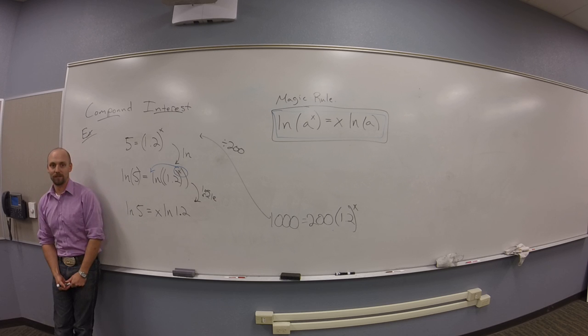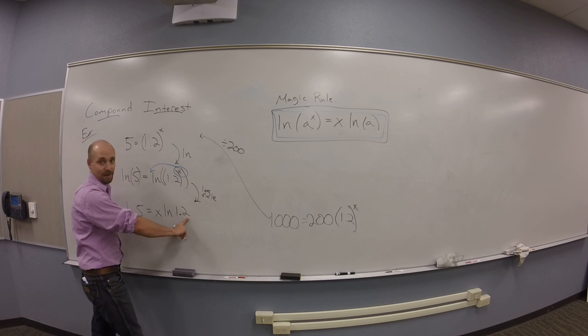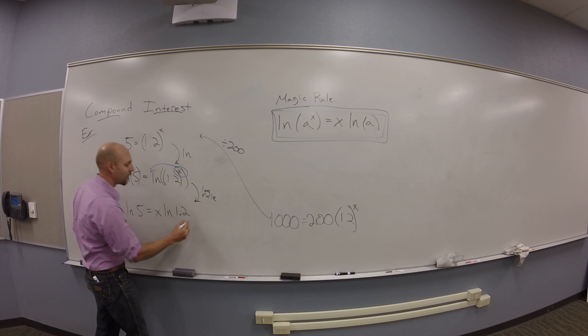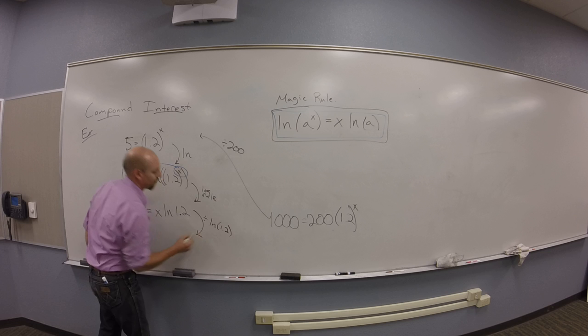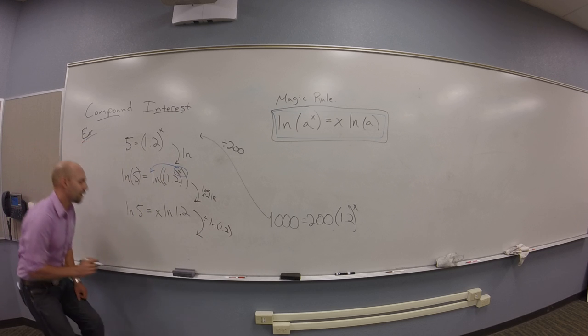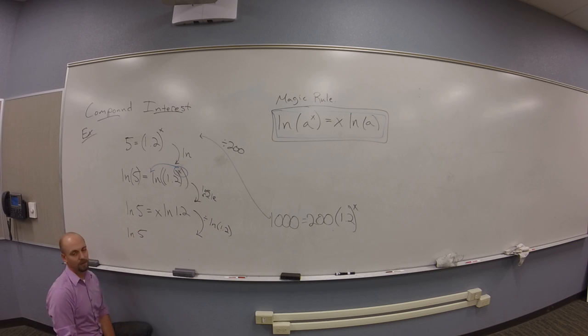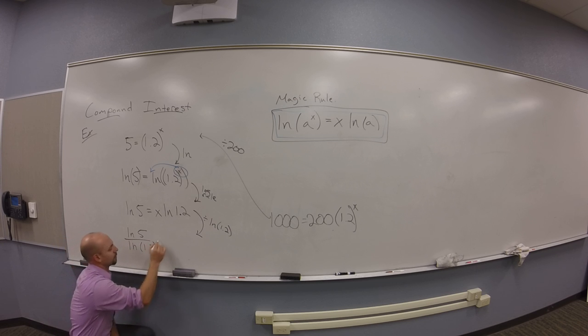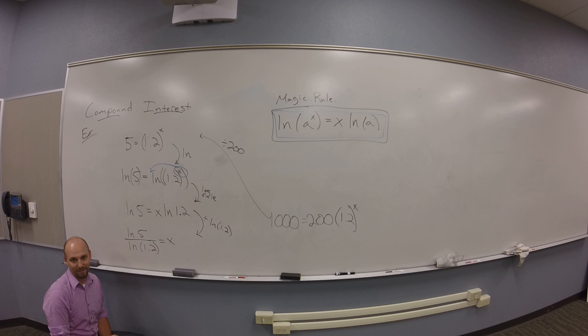You guys see this? So this thing here is a number. It's a messy number, but it's just a number. So divide both sides by that. Then I'm going to end up with log of 5 divided by log of 1.2. And that's my x. And do not do the dumb thing and cancel the logs.